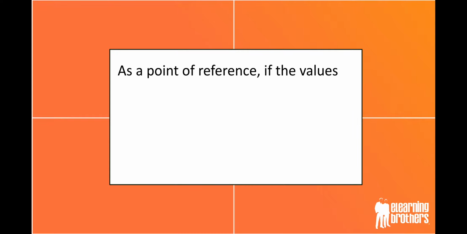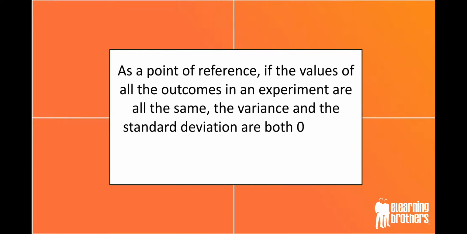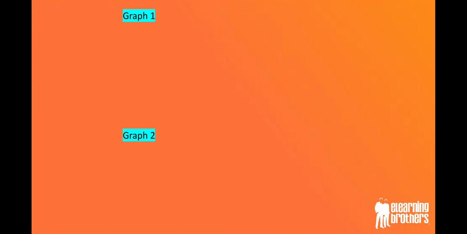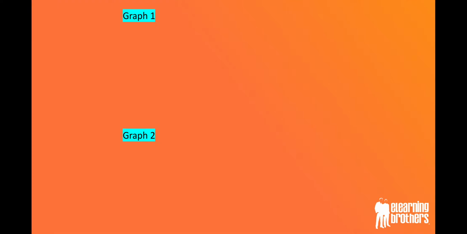As a point of reference, if the values of all the outcomes in an experiment are all the same, the variance and the standard deviation are both zero. But of course, this rarely happens in real-life application. Let's try to study these two graphs.